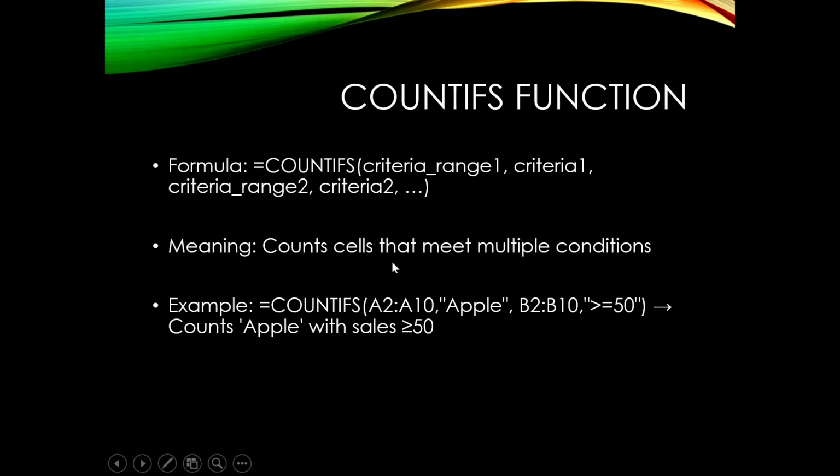COUNTIFS counts cells that meet multiple conditions. For example, in COUNTIFS you select the criteria range and criteria 1, apple, then criteria range 2 and criteria 2, given as 50. Then it counts the cells that are apple and greater than or equal to 50.